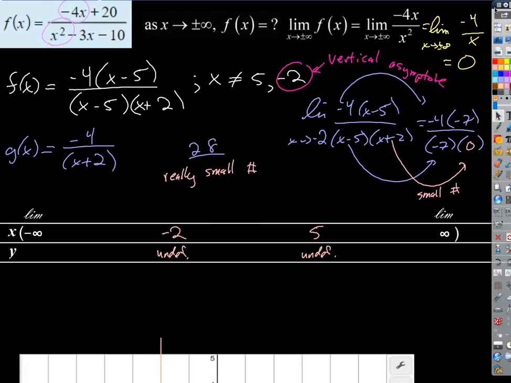-2 is the vertical asymptote. That's the zero that's a vertical asymptote, and 5 is the zero that's a hole.